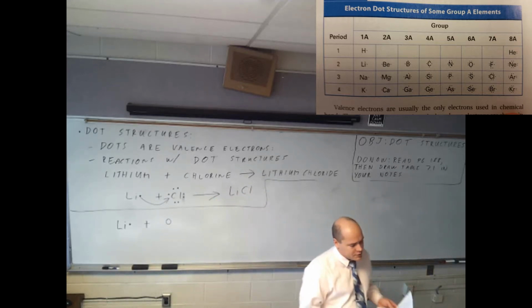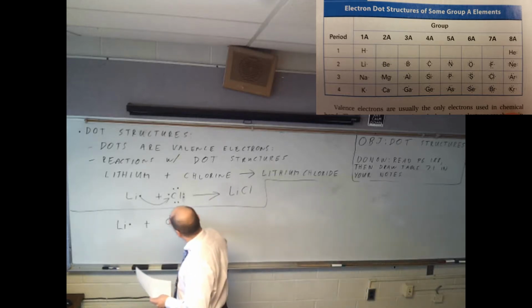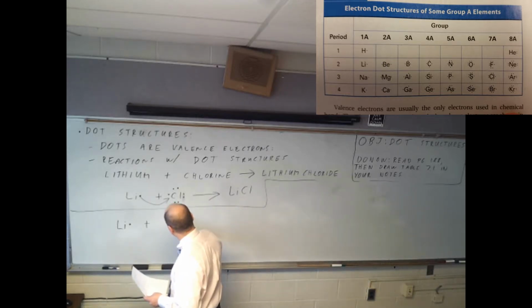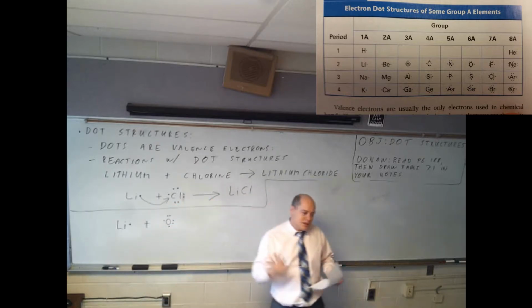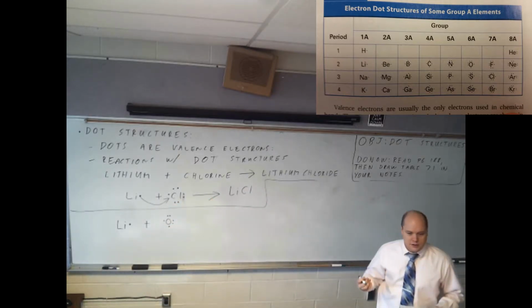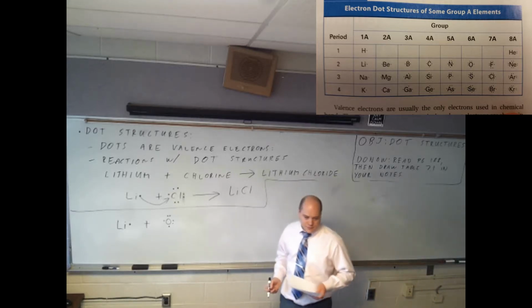How many valence electrons does oxygen have? 6. 1, 2, 3, 4, 5, 6. How many does oxygen need to have a full outer shell? 8. So how many does it need to gain here? It needs to get 2.